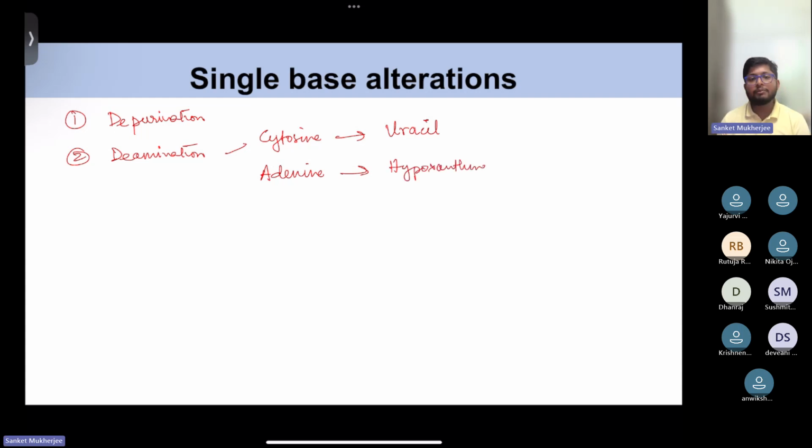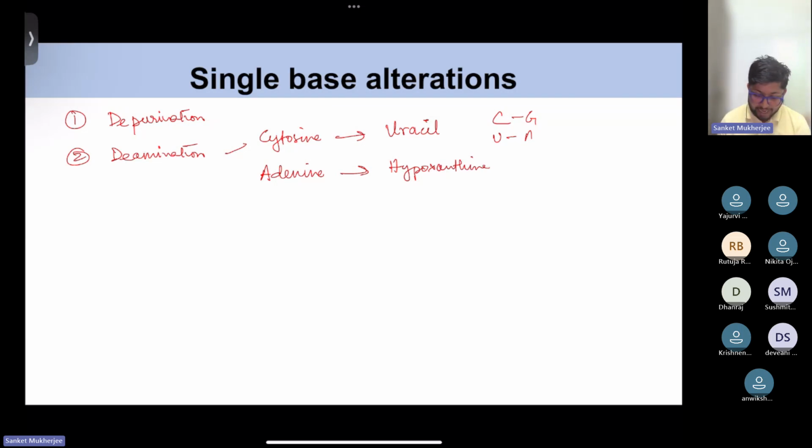So how are these damages important? Because if cytosine is present in the DNA, it will base pair with guanine, right? That is how it happens according to Chargaff's rule. But if cytosine is converted to uracil due to deamination, this uracil, which is present in place of cytosine, will now base pair with adenine. So instead of CG, we will see something like UA base pairing. So this can lead to mutations, right?